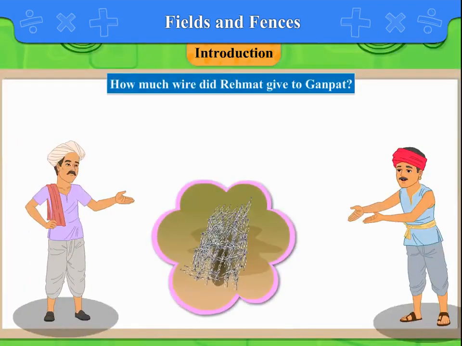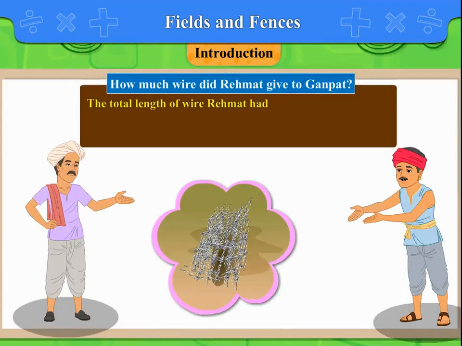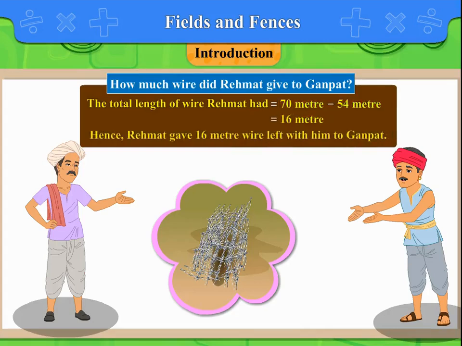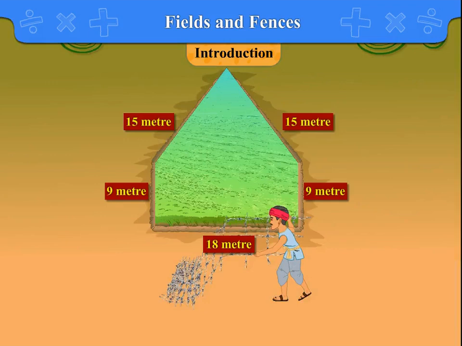How much wire did Rahmat give to Ganpat? The total length of wire Rahmat had was 70 meter. Subtracting 54 meter, the length of the boundary of Rahmat's field, from it, we get 16 meter. Hence, Rahmat gave 16 meter of wire left with him to Ganpat. Ganpat thanked Rahmat and started fencing his field. But he needed more wire.